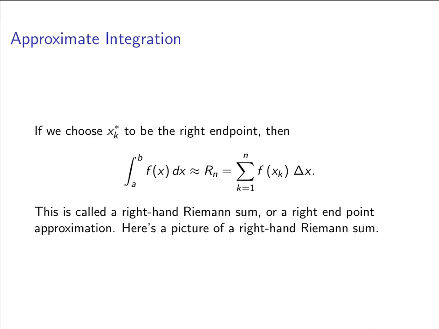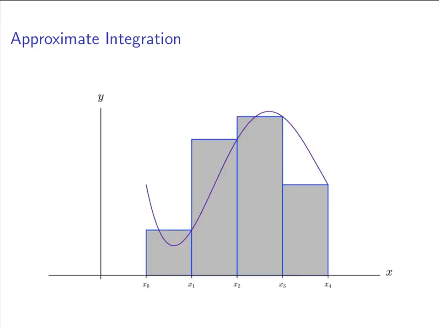Let's look at a picture of a right-hand Riemann sum. This is the same function that we had before, but now we're taking the sample points on each subinterval to be the right endpoint of each subinterval. And we get a different approximation. Might be better, might be worse. I don't know. This is just a specific example.